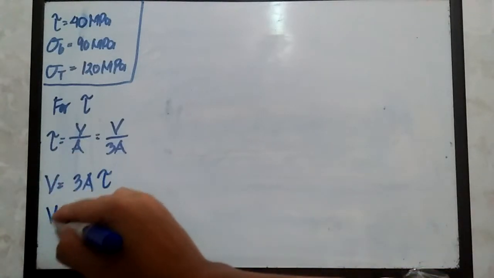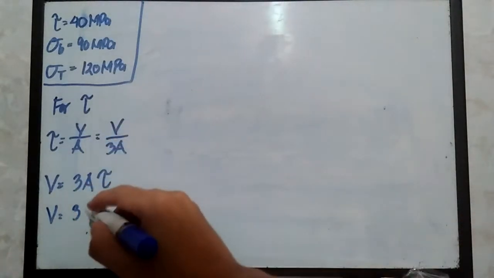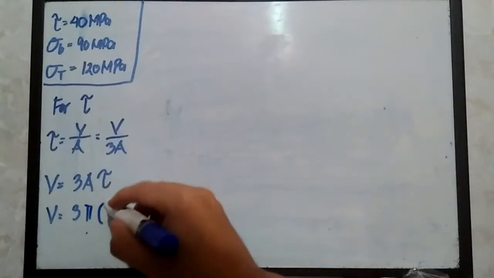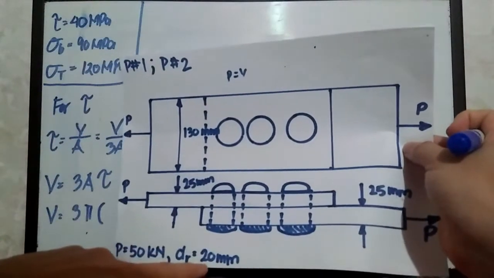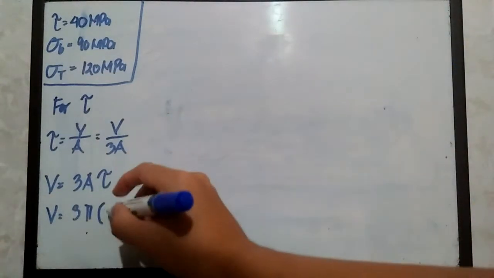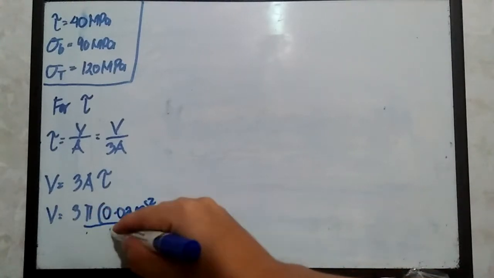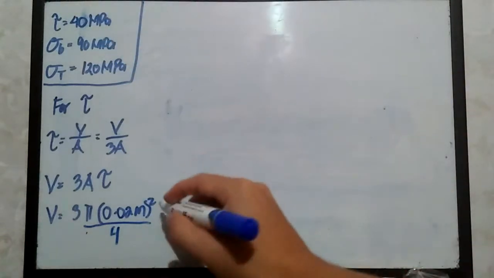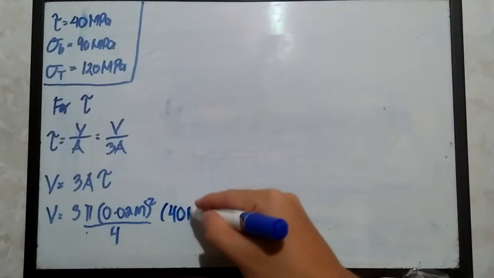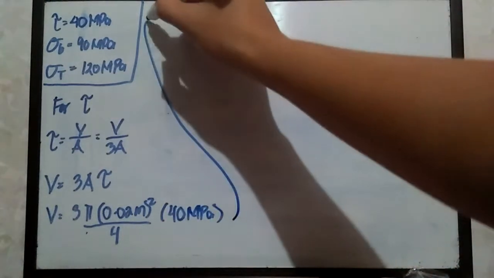So substitute V is equal to 3 times A. What is A? That should be the area of the rivet. Should be pi, and the diameter is from the problem itself, going back, 20 millimeters. So that should be 0.02. Yes, that should be 0.02. So the diameter is 0.02 meters, squared, divided by 4, then multiplied by 40 megapascals.